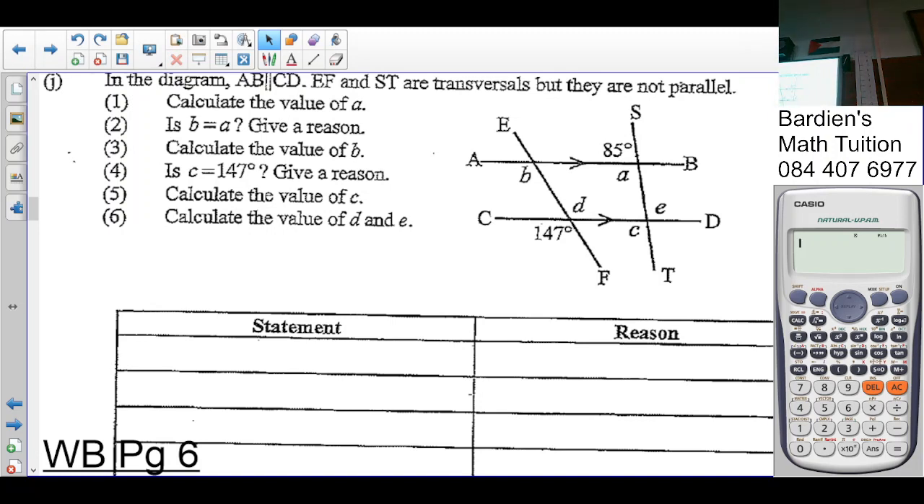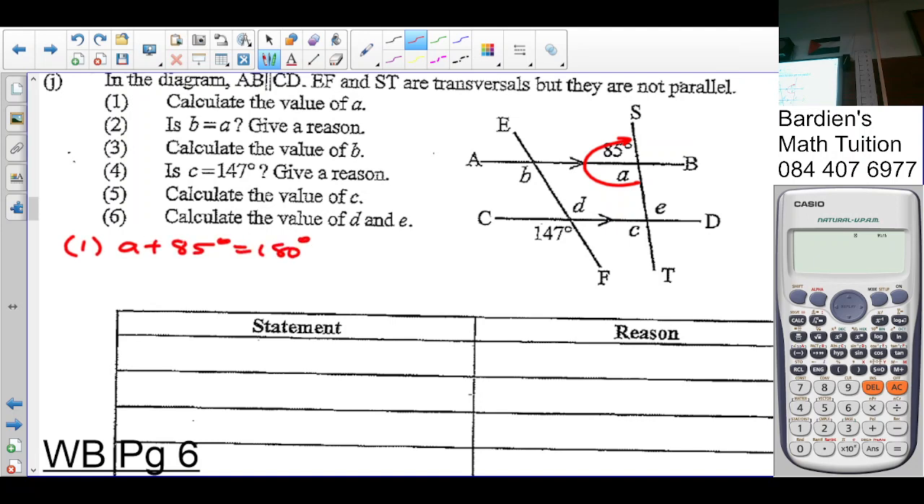In the diagram, we are told that AB is parallel to CD. So if lines are parallel, we know we can use corresponding angles. The corresponding angles are equal. So the question is calculate A. How are you going to calculate A? A plus 85 equals 180. Not so? A plus 85 is equal to 180.